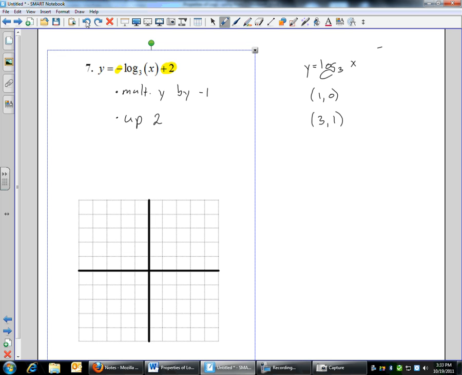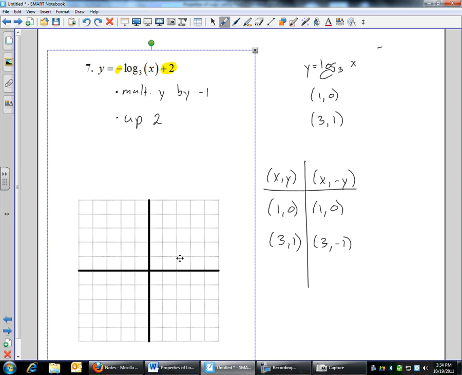So I'm going to multiply the y's by negative 1. I'm going to do that with these ordered pairs. I start with my original function, log base 3 of x. It goes through (1, 0) and (3, 1). I'm going to start by multiplying my y's by negative 1. I'm not going to change my x's. So for (1, 0), 0 times negative 1 is still 0. And (3, 1) is going to become (3, -1).